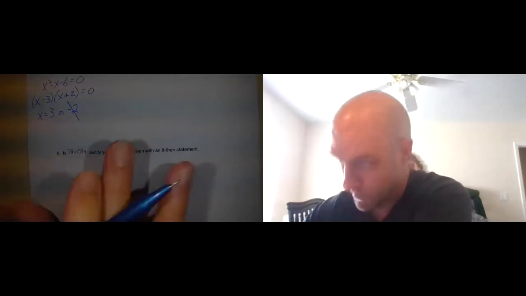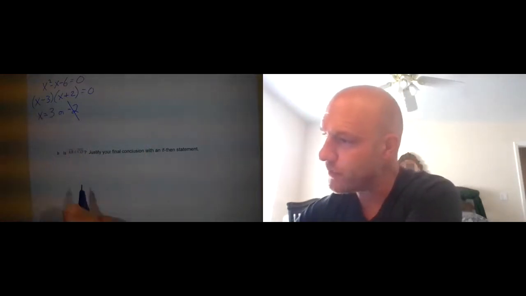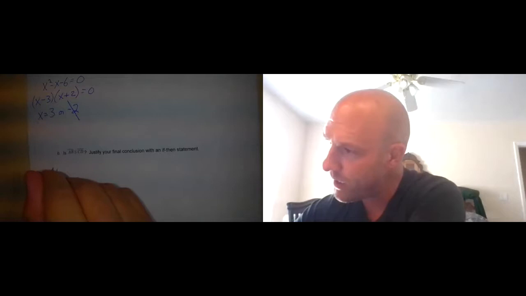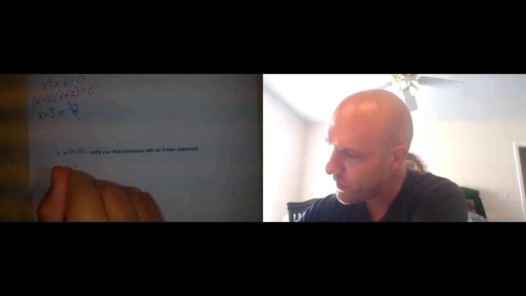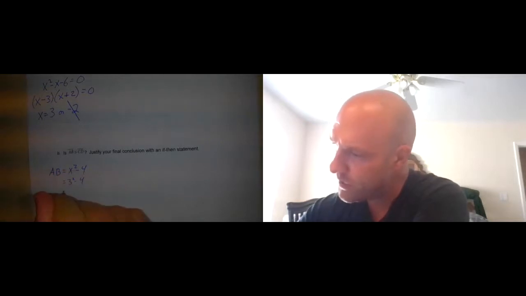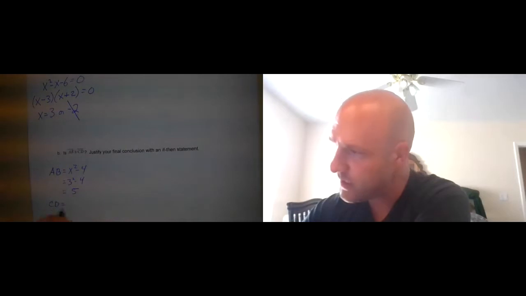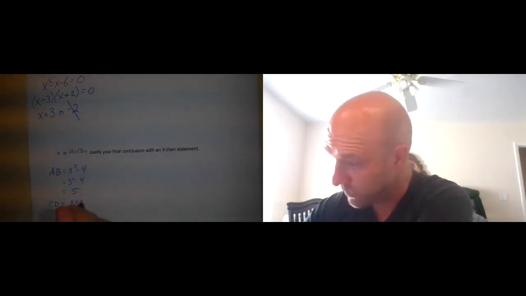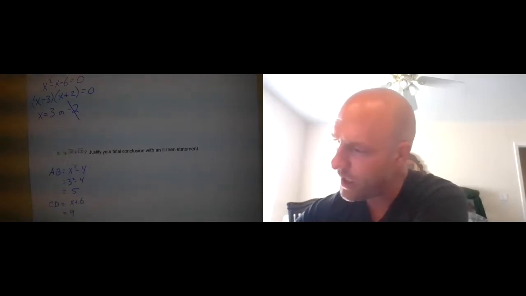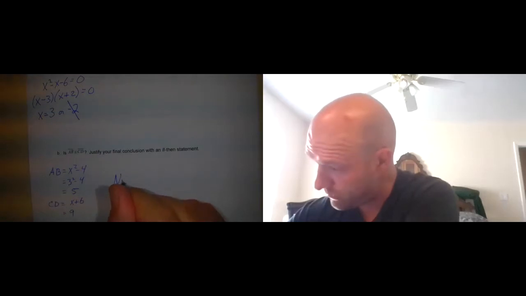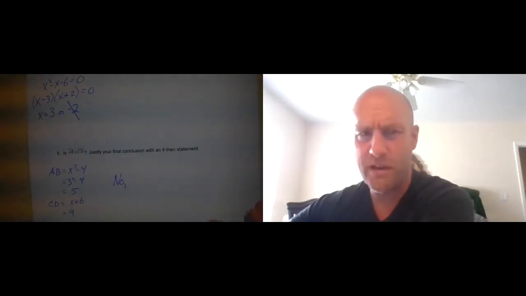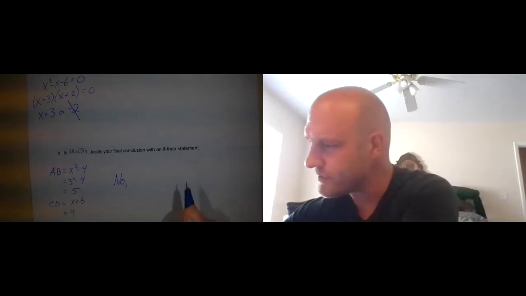But what was expected of you was, now that we know that x equals 3, we can say that AB equals x squared minus 4 equals 3 squared minus 4 equals 9 minus 4, which is just 5. And CD equals x plus 6. That's 3 plus 6, that equals 9. And say, no. Some people said, no, they aren't. Okay, well, that doesn't really help.